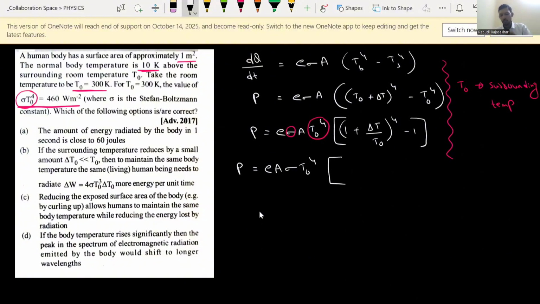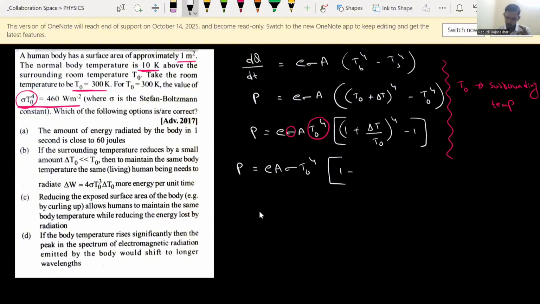Right. Now here I will use binomial approximation. Because if you compare, delta T value is how much? Only 10 kelvins. What is the T naught value? 300 kelvins. So very large. So delta T by T naught value is very much less than 1. It's a very less value. So directly, binomial approximation I am applying.